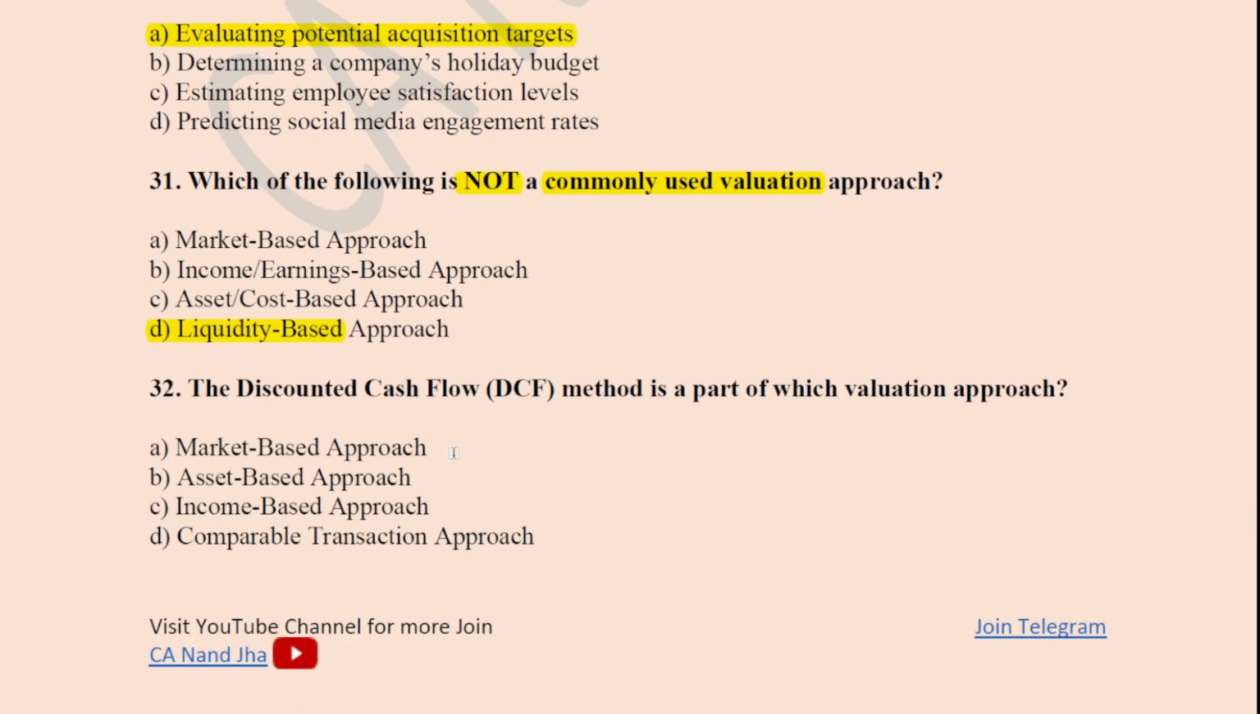The discounted cash flow method is a part of which valuation approach? Discounted cash flow. Market based approach, no. Assets based approach, no. Income based approach, yes. So the answer is C.